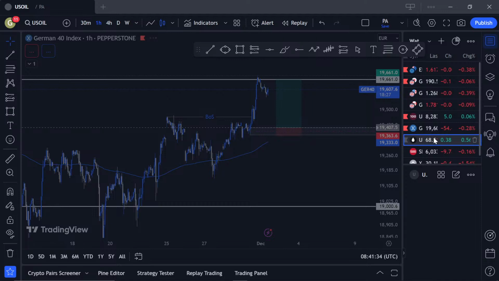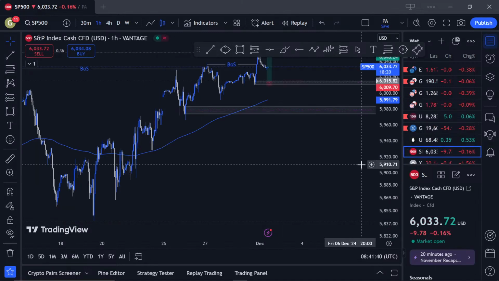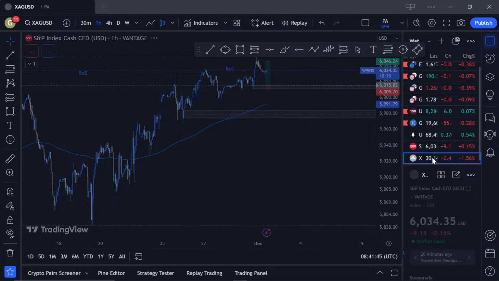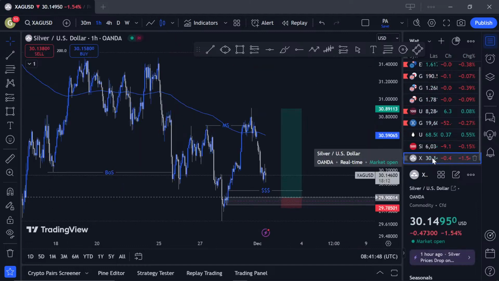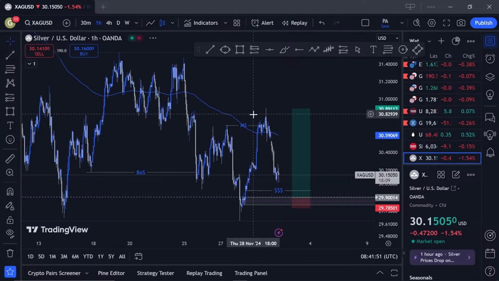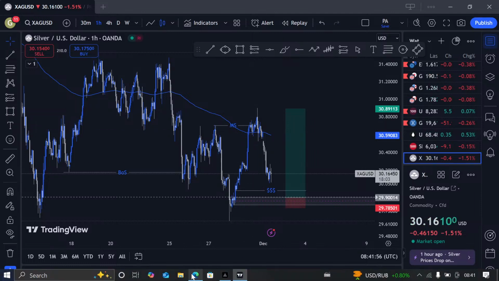GER 40, we are looking forward to buy from 19,407. USOIL, we are waiting to sell from 94.440. S&P 500, we are waiting to buy from 6,015. And then silver, we should be waiting to buy from the 29.904 level. So now this is basically all. Since there's no comment or nothing, I believe I can actually end the video.